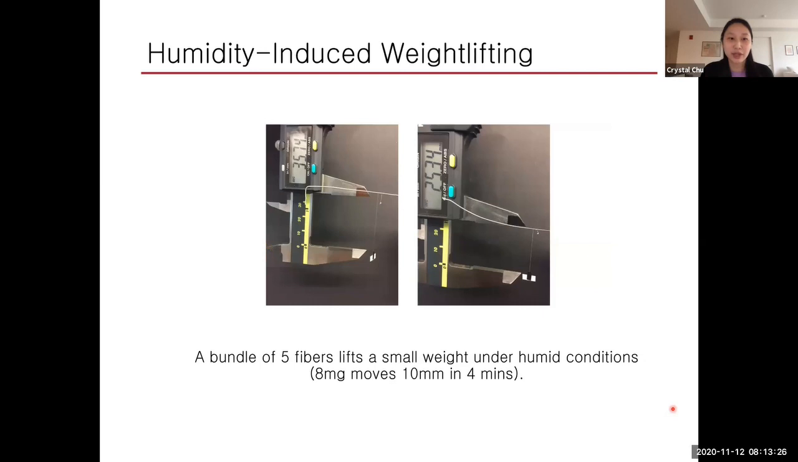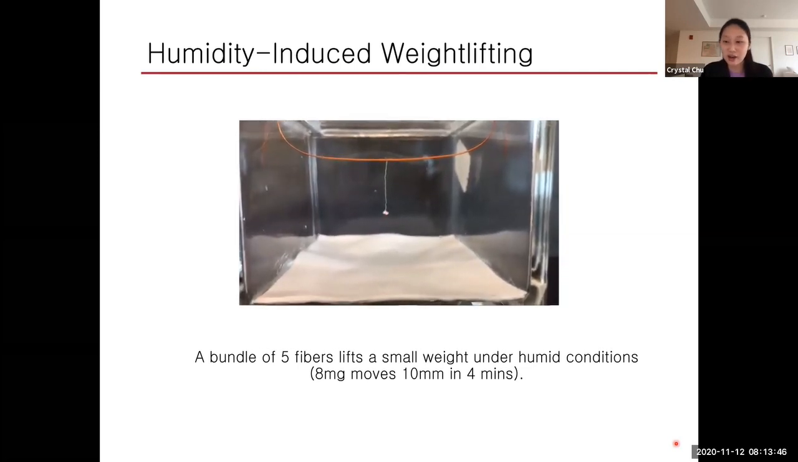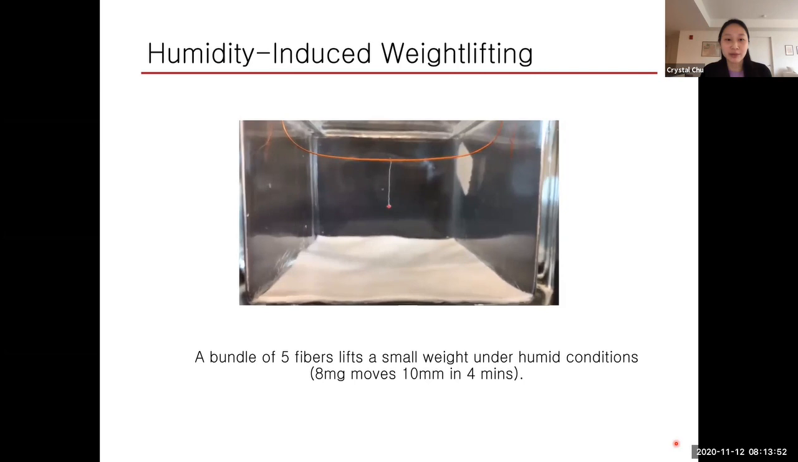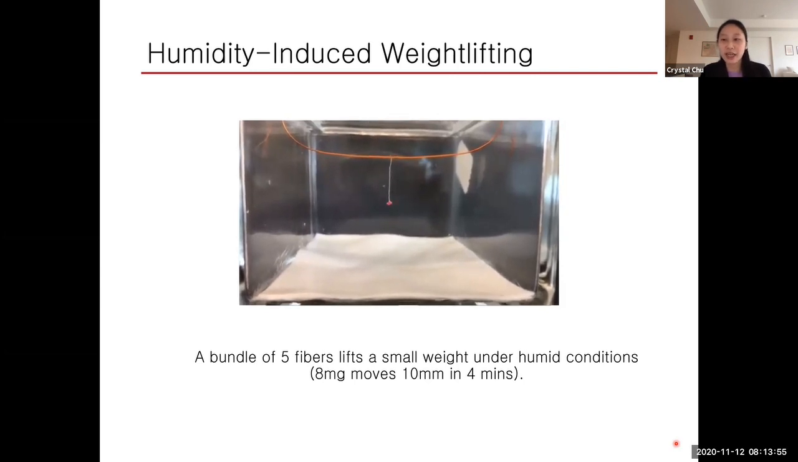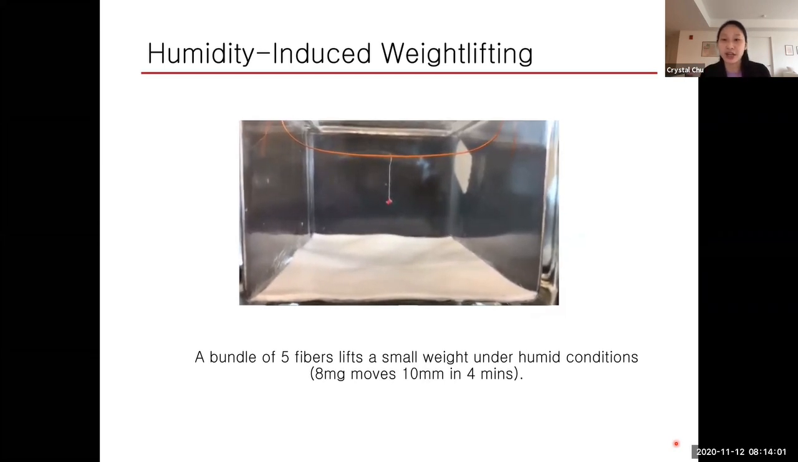And we're also able to apply this property towards humidity-induced weightlifting. So in this direction, we're able to draw up a small weight around 1 centimeter over the course of a few minutes under humid conditions. And I'm just going to show a cute little time-lapse video of what this can look like. Essentially, in this humid chamber, the small weight can be lifted. And we'd really like to look at this over repeated cycles in the next stages of the project and potentially use these contractile properties for muscle mimetic applications.